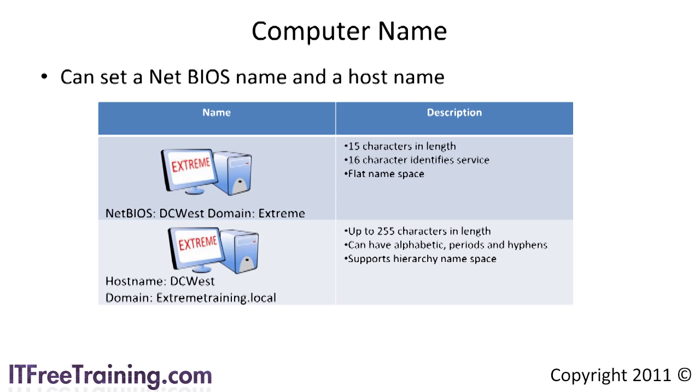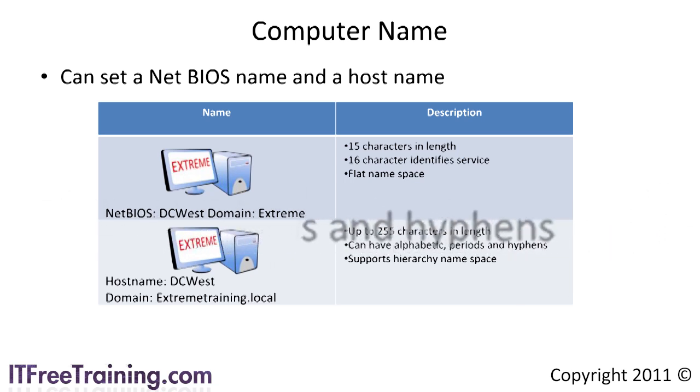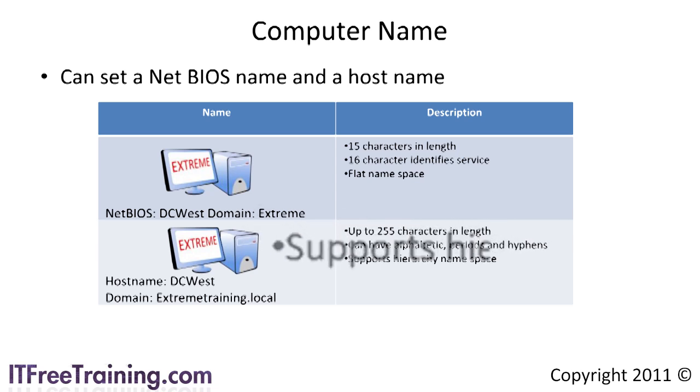With DNS, the domain name and host name can be up to 255 characters. With DNS, you can also use characters in the name that can't be used in NetBIOS names, such as hyphens. DNS is the default method of name resolution in Windows Server 2008. What happens when you join your computer to a domain?